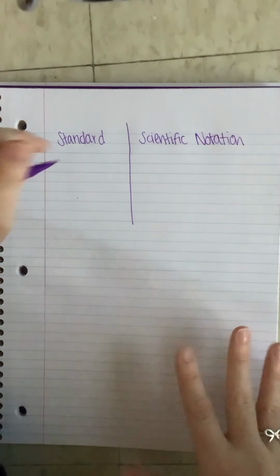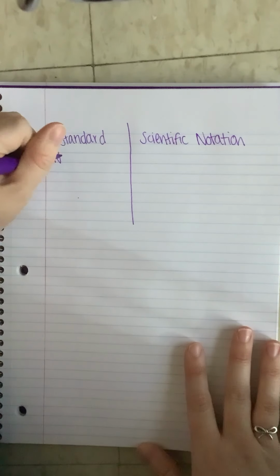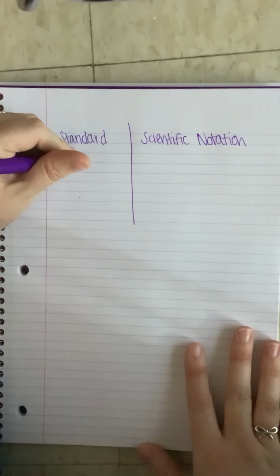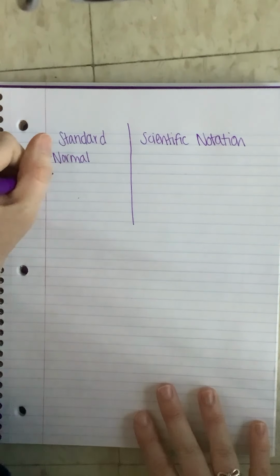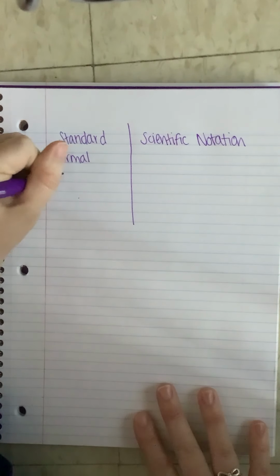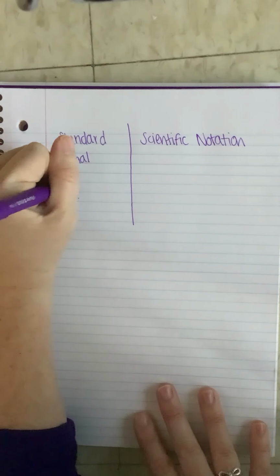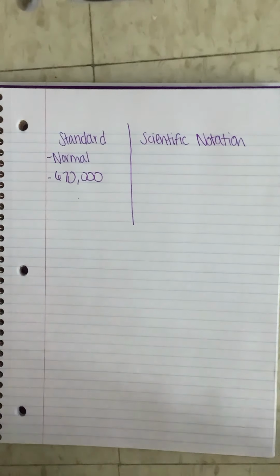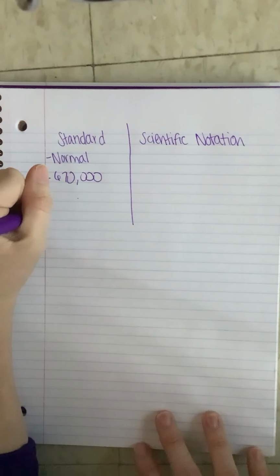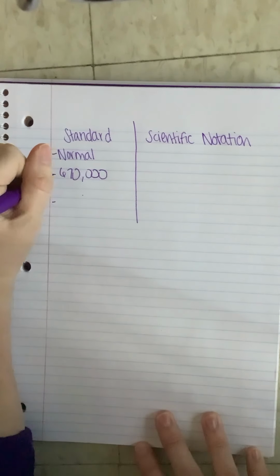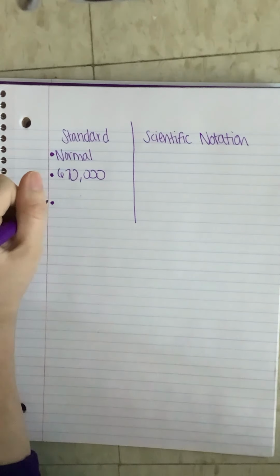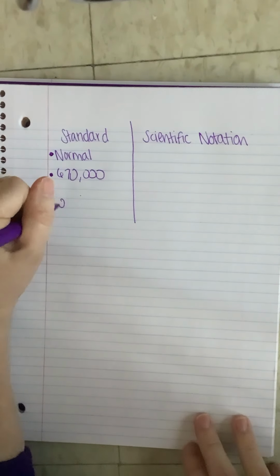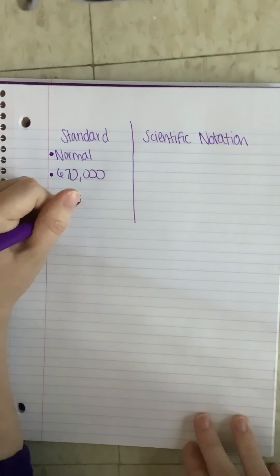So we have two ways of writing numbers. The first way is the normal way, the way you guys have been writing numbers forever, right? So you're going to see numbers that are big, like 670,000, or you might see numbers that are small. I'm going to change these into bullet points. Or you might see a number like 0.039.